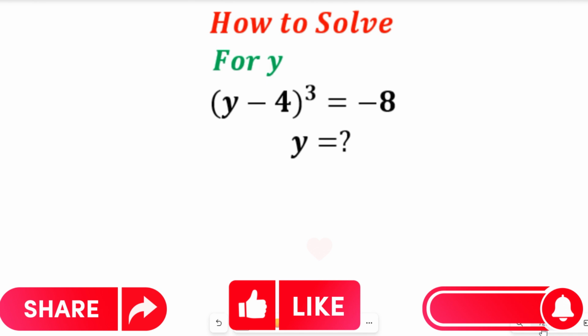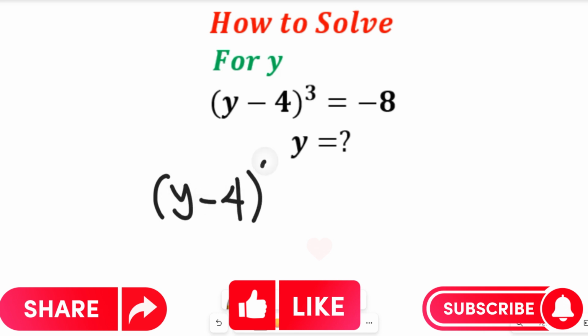Now to solve this question, we are going to first of all add 8 to both sides. The main reason we are doing that is to make the right hand side equal to 0. If we add 8 to both sides, we are going to have y minus 4 to the power of 3 plus 8 equal to 0.